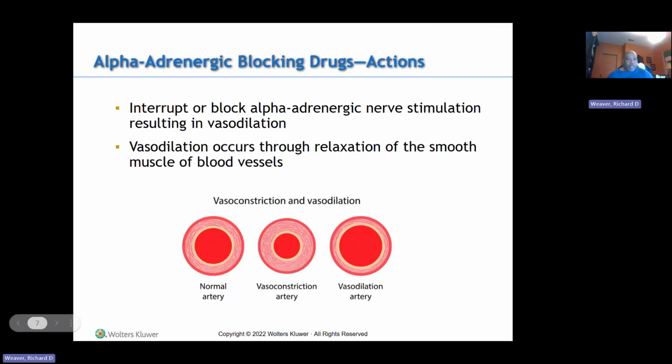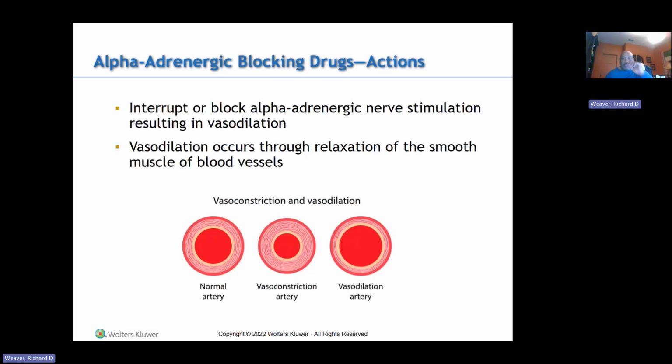I think I showed this to you all in class. It almost makes me feel like we're talking about the same things, in which we really are. But this is kind of some reinforcement, right? So take a look at the alpha adrenergic blocking drugs, their actions. They interrupt or block the adrenergic nerve stimulation that results in vasoconstriction, right? Because if the catecholamines, that epi, norepi, were to stimulate those receptors that are located on the blood vessels, we would see vasoconstriction. But in this case, because that impulse is being blocked, we're going to get vasodilation.